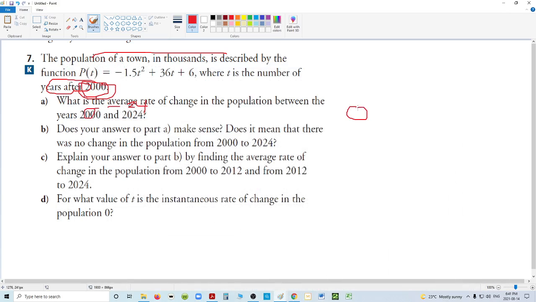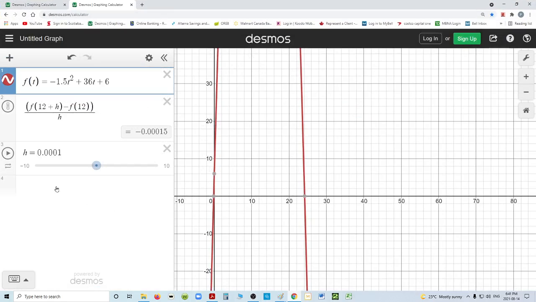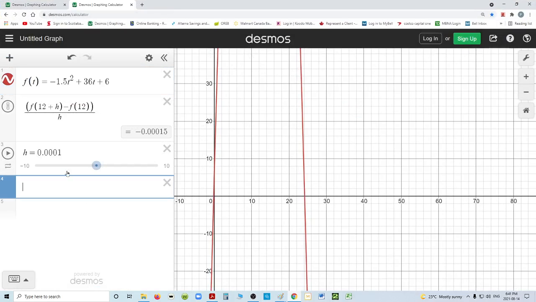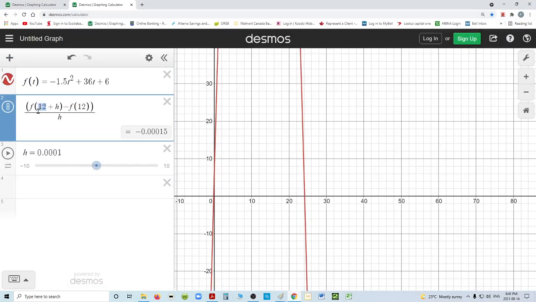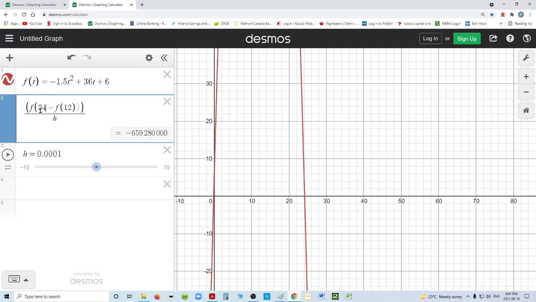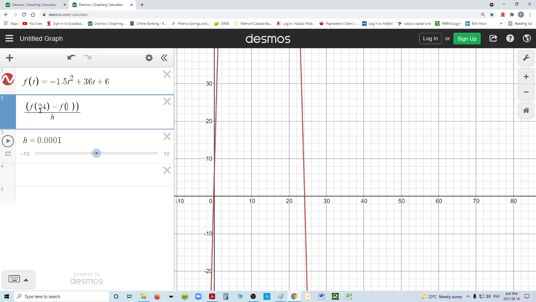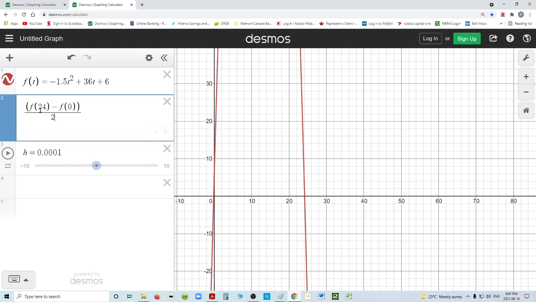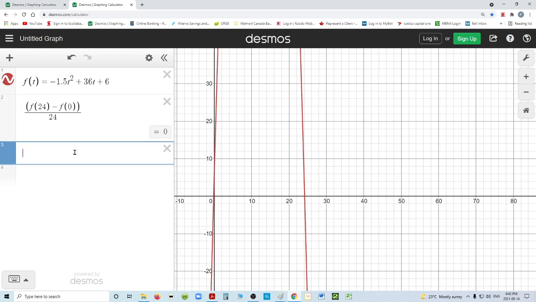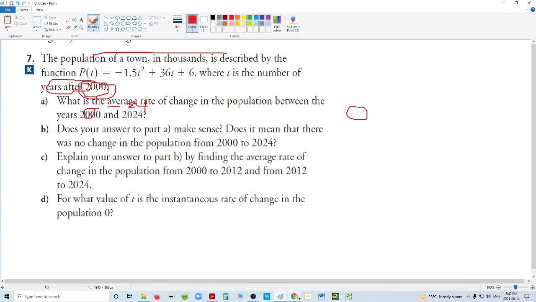So 0, and just to show you, f of 0, we're going to take the f of 24, and the f of 0. And what was the difference between those? 24. Look at that, rate of change 0. And I could draw a line in between that and show you, but I'm not going to. Let's look at the next question.